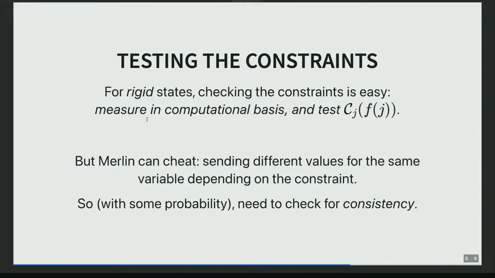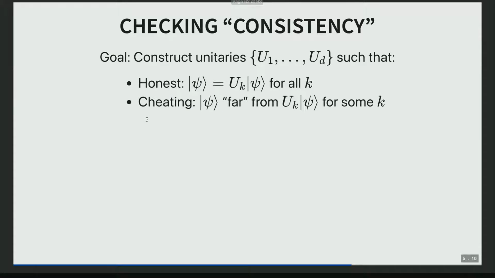But in soundness, Merlin can cheat. For the same variable on different constraints, I could send different values that make the constraints pass. So we need to add one more test to make sure that the variable assignments are consistent. This consistency test is the most technical part, but it's also the part that's been done before. Let me describe what this consistency test is about.